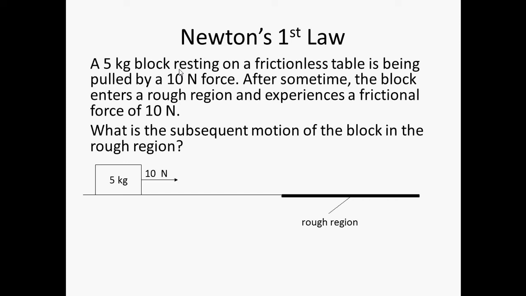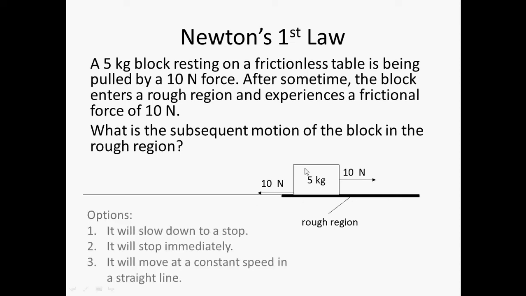In the first place, there is only one force acting on the 5 kg block. Obviously, the block will accelerate because there's a resultant force. Now, in the second part, when the block goes into the rough region, there is no resultant force because the two forces are equal and opposite. So the options are: will the object slow down to a stop, or will the object stop immediately, or will it move at a constant speed in a straight line?